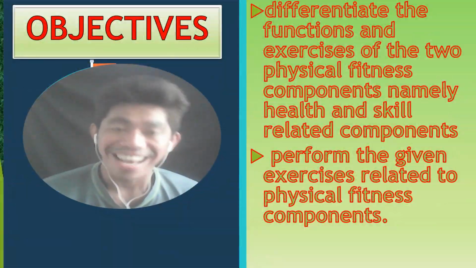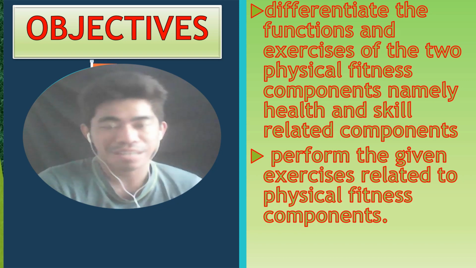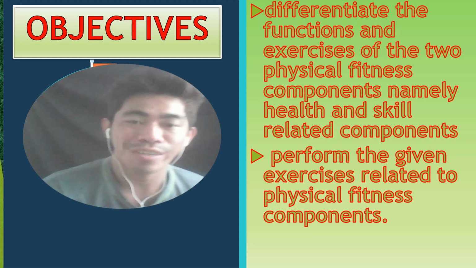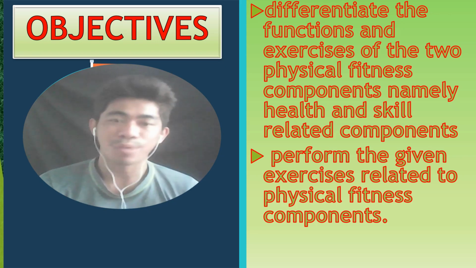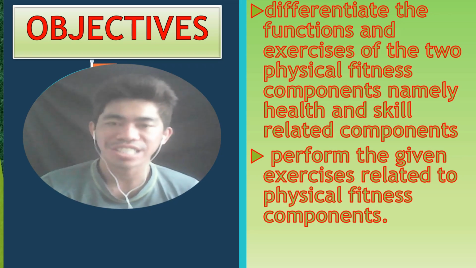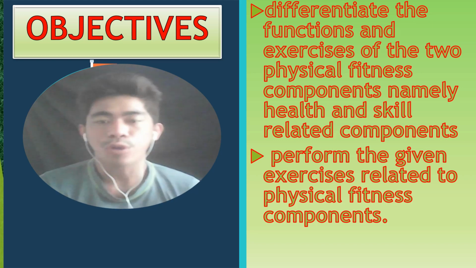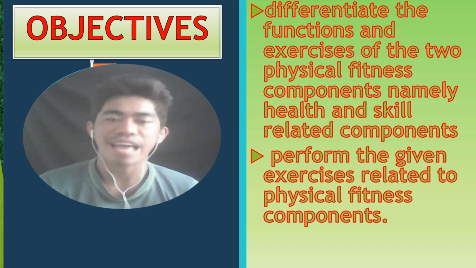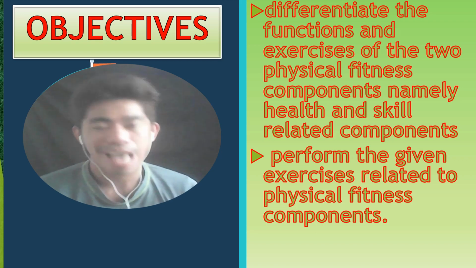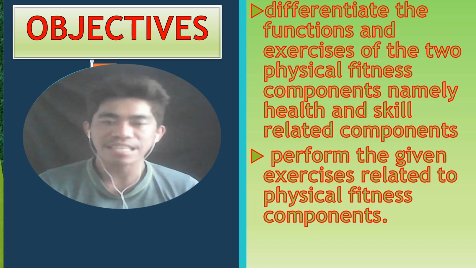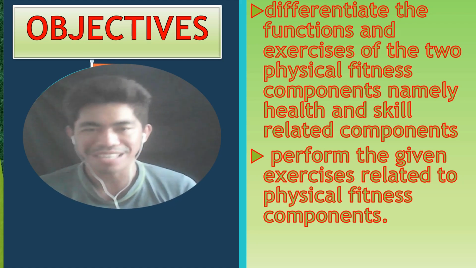Since you are done answering our two questions for our Connect activity, let's proceed to our learning objectives for this week. Number one, differentiate the function and exercises of the two physical fitness components, namely health and skill related components. Second, perform the given exercises related to physical fitness components.